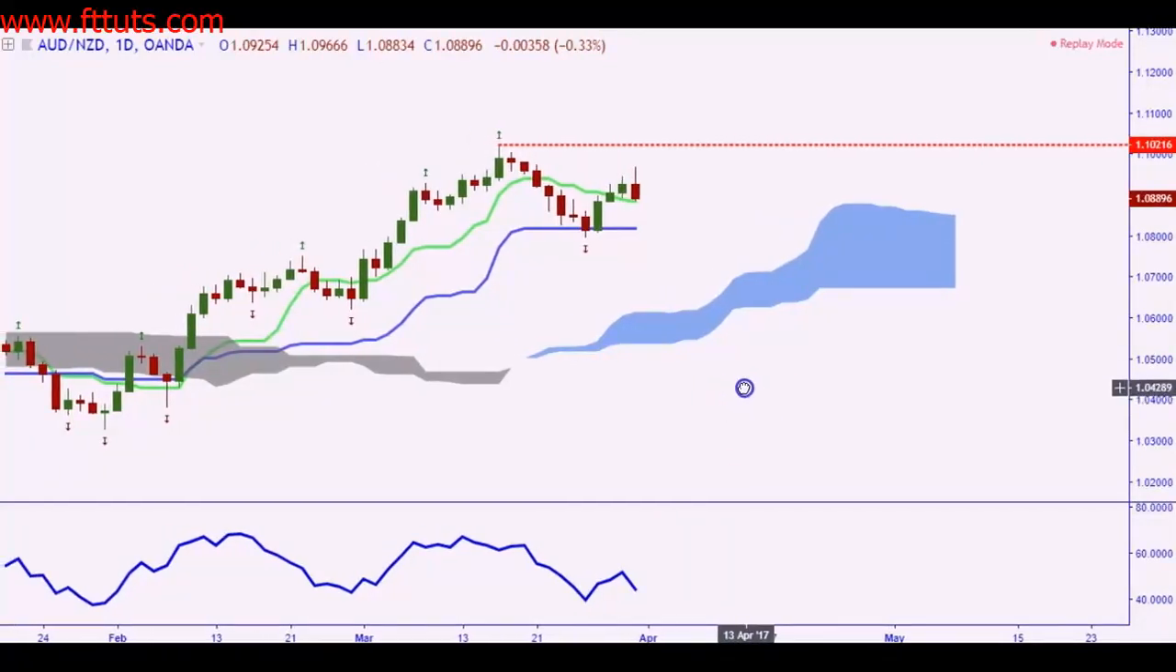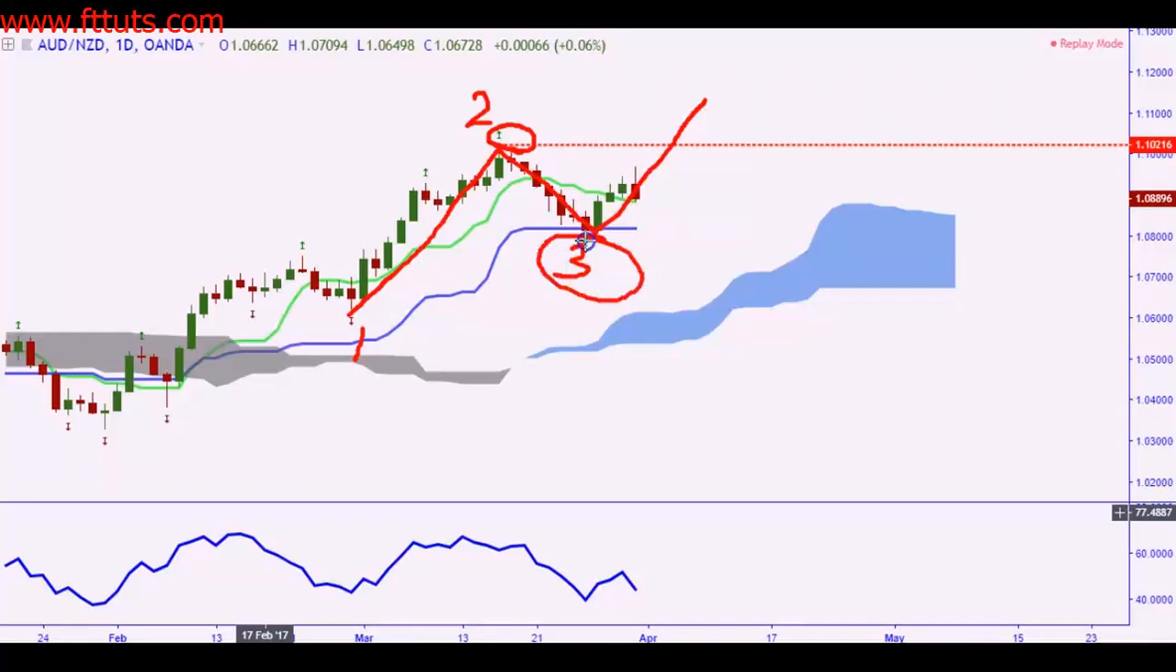Okay, and then finally, look at your 1, 2, 3. So you have a 1, 2, 3. 4 would break this level. If 4 cannot break that level, then that means 1, 2, 3. If we break 3, that means we're going in the opposite direction. All right. So 3 is a reversal.